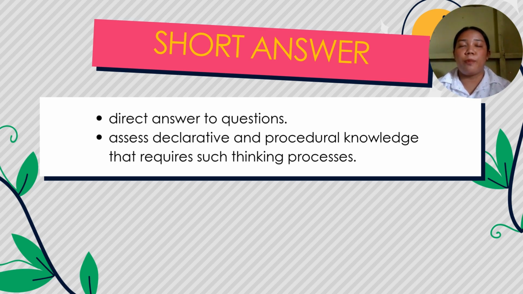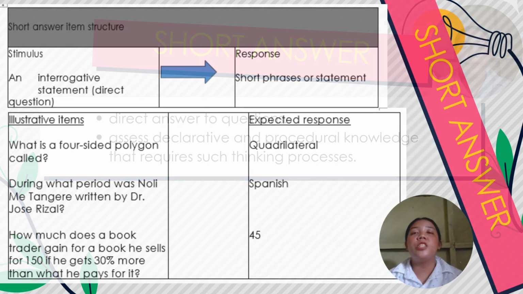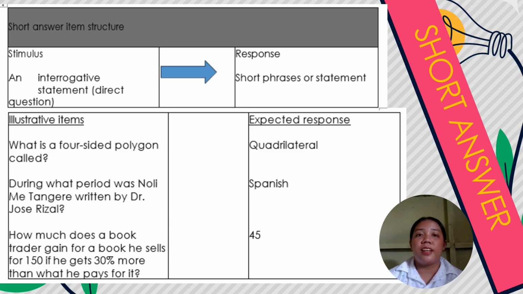It is used to assess both declarative knowledge, facts and information, and procedural knowledge, the processes or steps in doing something. This type of test encourages students to think and recall answers from memory rather than recognizing them from a list. In short item structure, there are two: stimulus and response. Stimulus is an interrogative statement or direct question that asks for a specific answer, while in the response the student provides a short phrase, word, or statement as the answer.